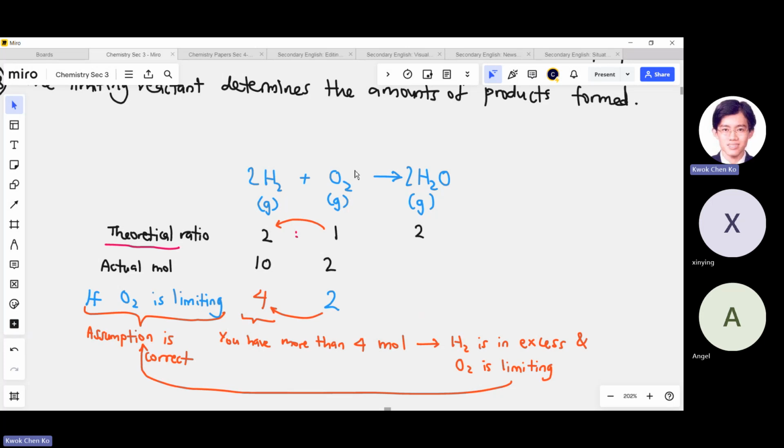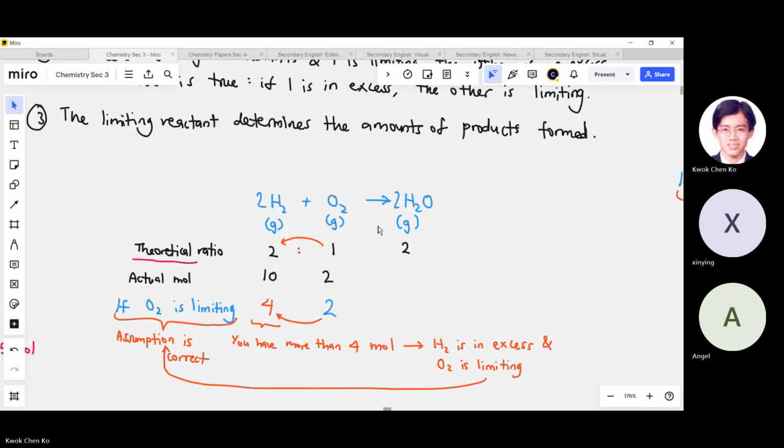Now let's go back to this one here. This reaction just now we haven't finished with it. Now I have determined who is limiting. O2 is limiting. So highlight O2, O2 is limiting. What's my product? Only one, water. How many moles of water do I get?